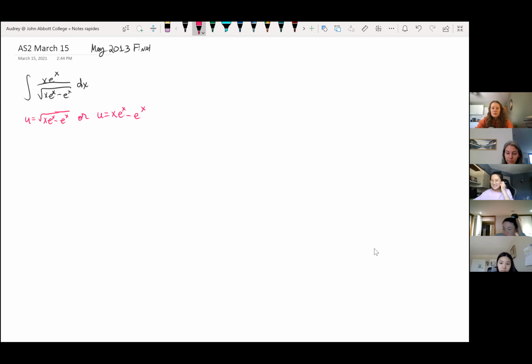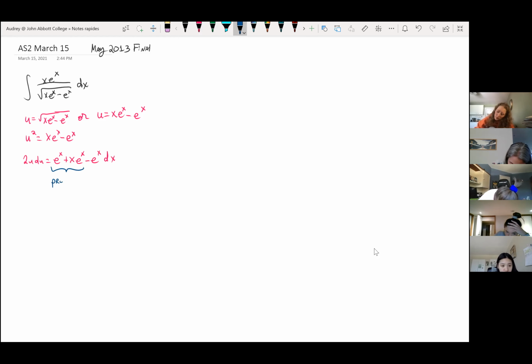It really doesn't matter. So that means we would let u squared equal x e to the x minus e to the x, and then 2u du is equal to the derivative of the first times the second plus the first times the derivative of the second minus e to the x. So this right here was our product rule. Which leaves me with 2u du is equal to, check out what happened. It turns out that the derivative of the inside was indeed that thing in the numerator, even if I didn't see it right away.